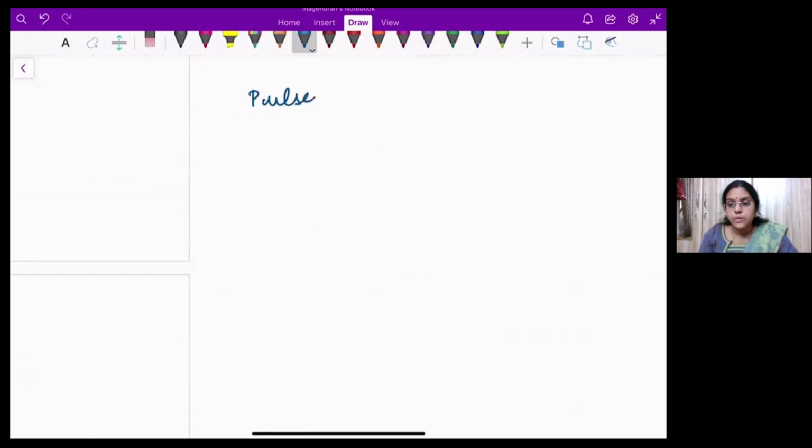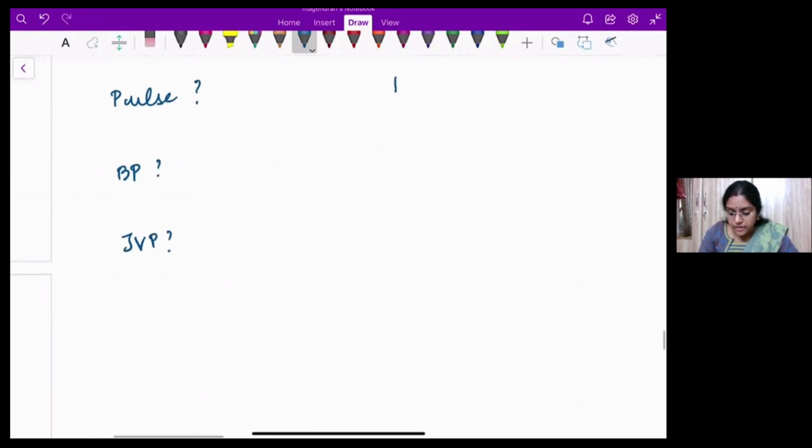First, when the patient comes, we look at the vitals, is it not? So the first thing will be pulse. How will the pulse be? Next, how will the BP be? Okay. What about the JVP? Okay. Then what about the other palpatory findings? And then we'll move on to the auscultation.